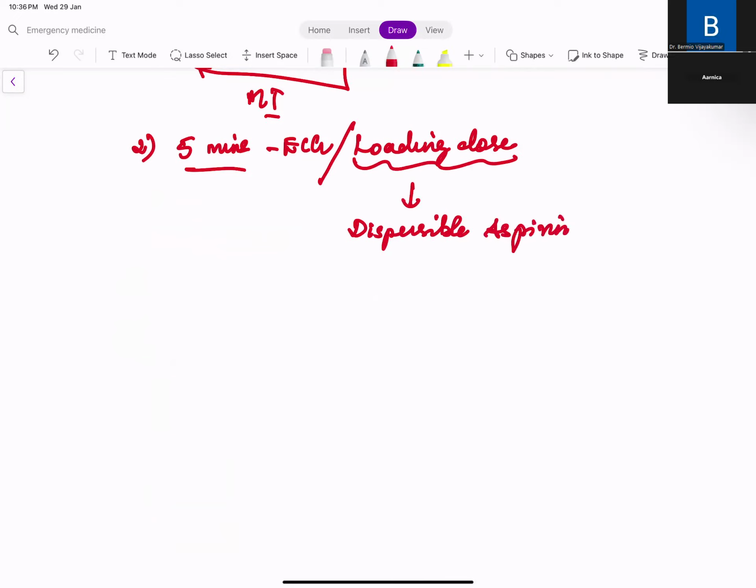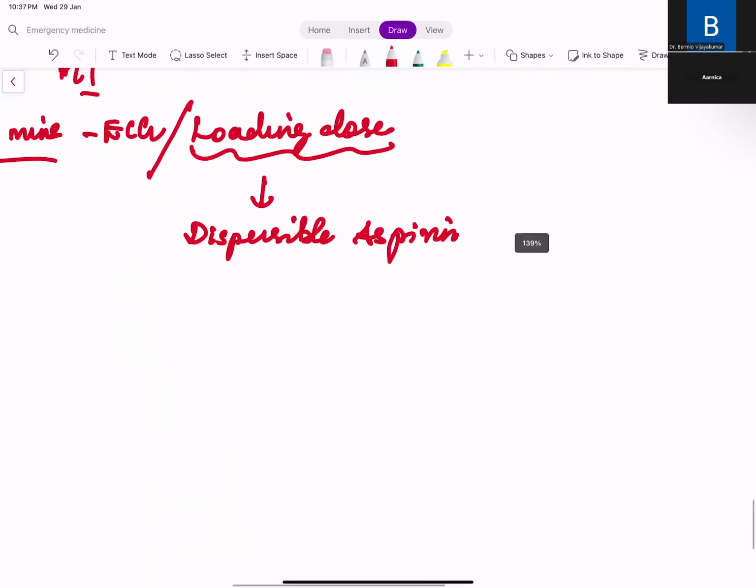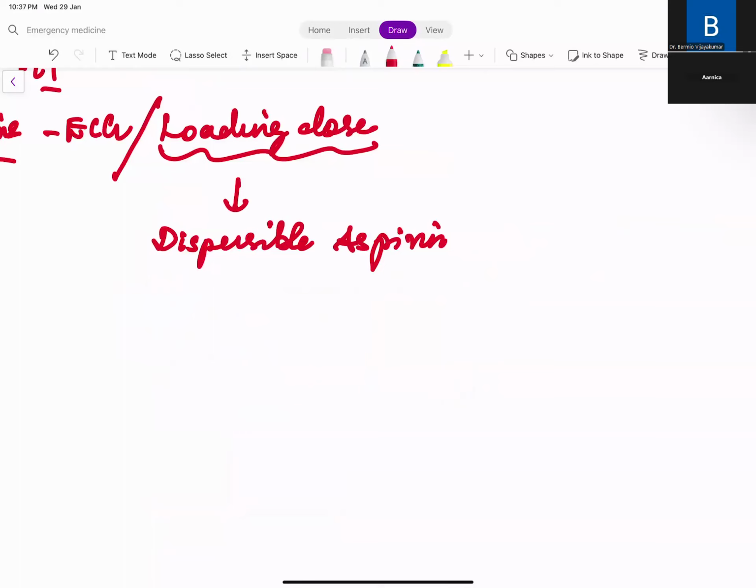Please remember the word dispersible aspirin, because there's another thing called Ecosprin, enteric-coated aspirin. Enteric-coated aspirin is a coated tablet, so it doesn't dissolve in the stomach. It will take time to get absorbed. So what we give is plain aspirin or dispersible aspirin. We call it Disprin. So Disprin 325 milligram stat. Some give 375 also.